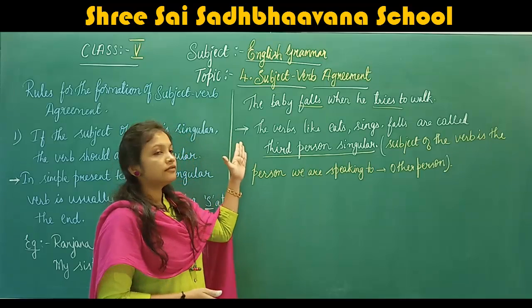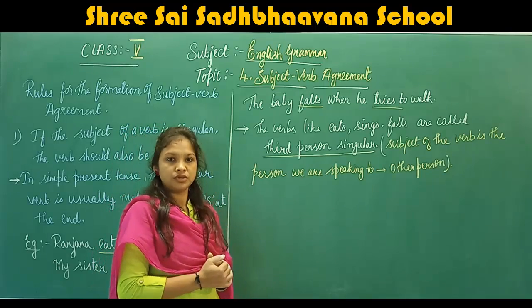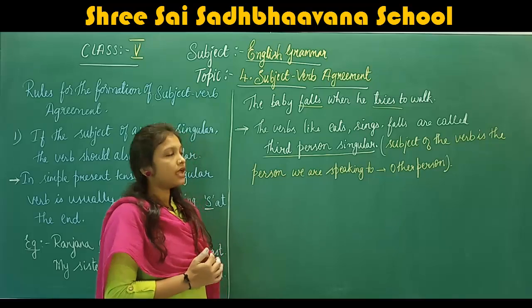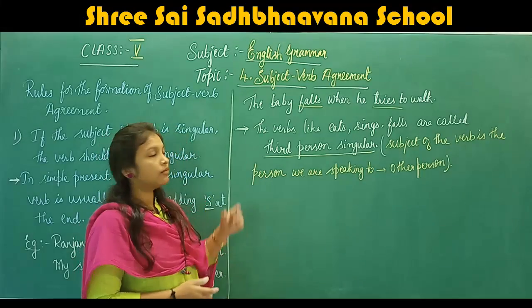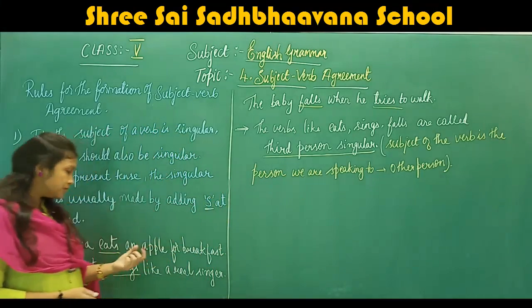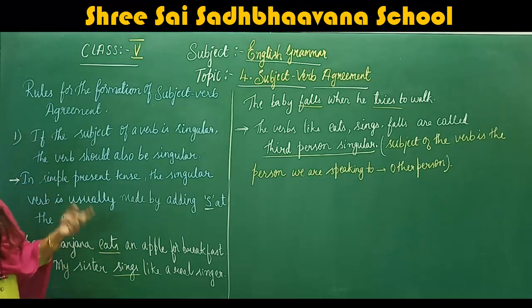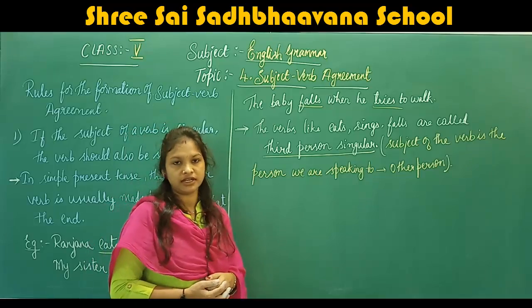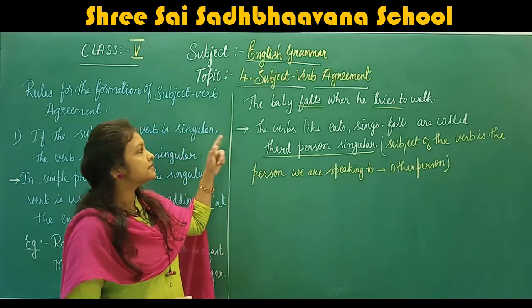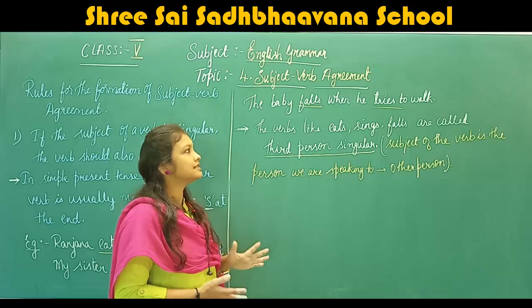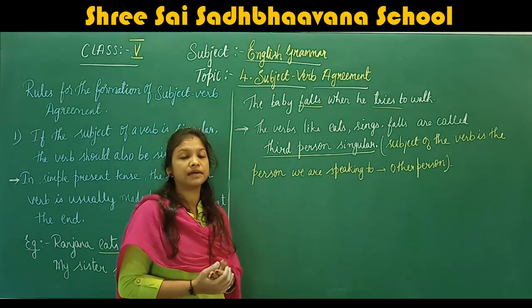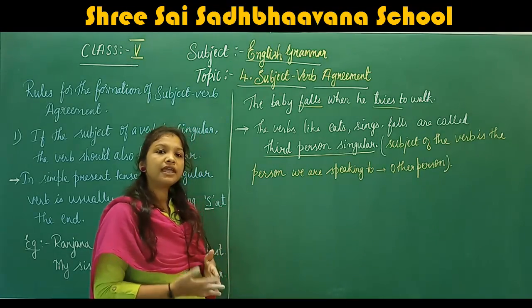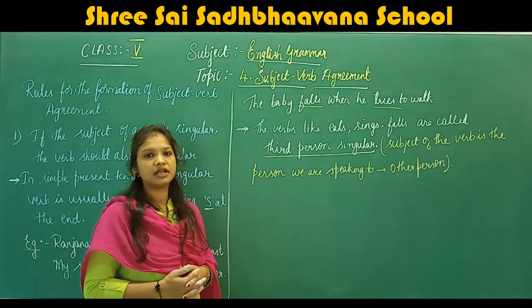Now here, two examples we have understood. The first rule: the verbs we have used here, like eats, sings, falls and tries, are called third person singular. Why is it called third person singular?